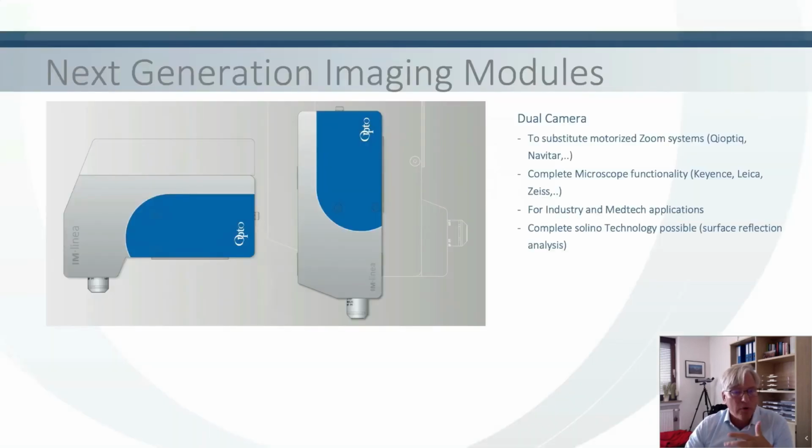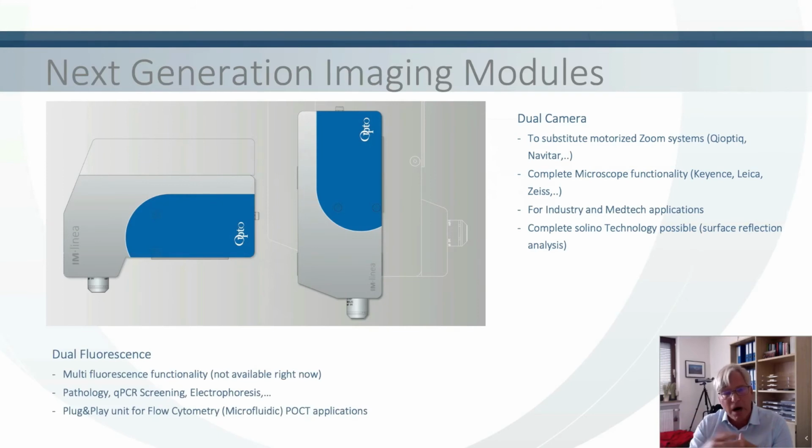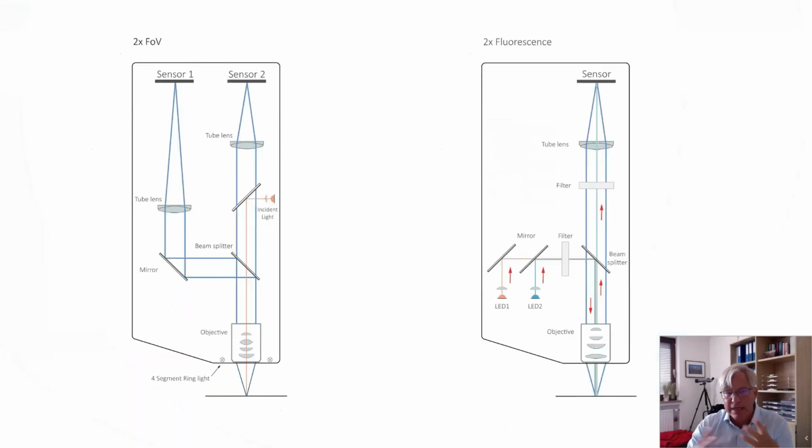And now, where is the market going? We are going for next-generation ideas, with 2 cameras to substitute all the zoom markets, and more in microscopy in medical fields. We have multi-fluorescence platforms where we can go for pathology, qPCR screening, or electrophoresis applications, where this module has 2 separate fluorescences that we can switch in milliseconds. Completely unique.